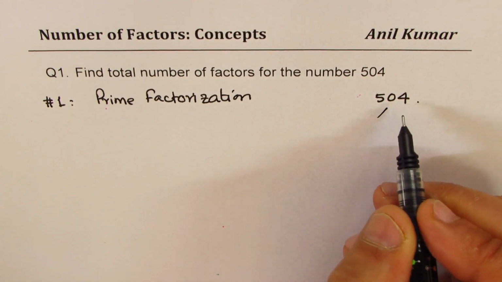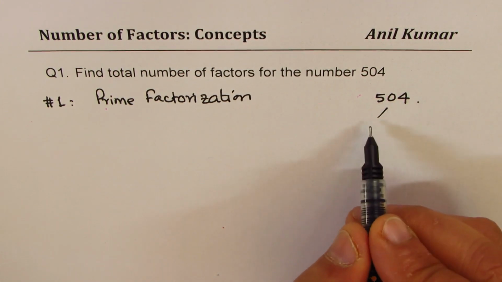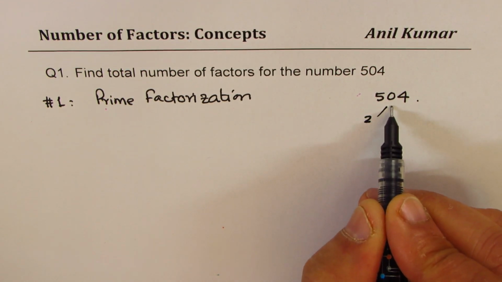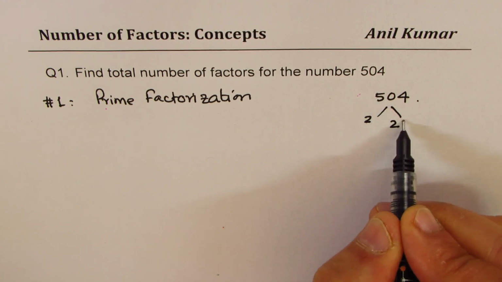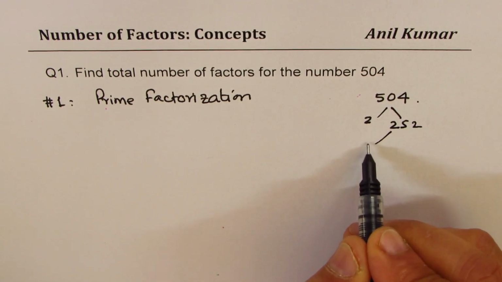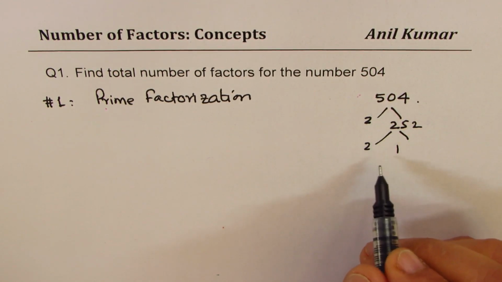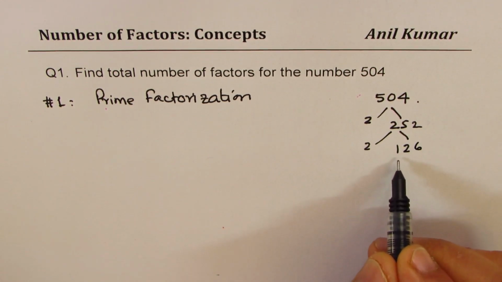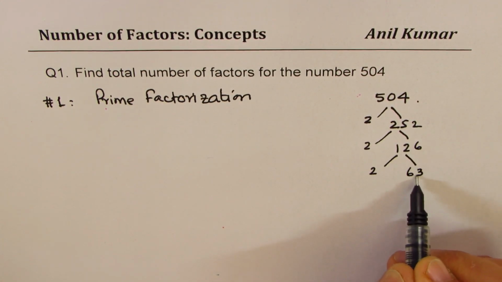So to begin with, you could do bigger numbers also, it sometimes helps. But if you don't want to break your head, just begin with smaller numbers, right? So 2 is always a preferred number. So half of this, 2 times 252. Then again say 2, right? So there's no harm in just taking these prime numbers. So 2 times 2 is 4, and then 126. And then again we'll take 2, and that gives you 63.